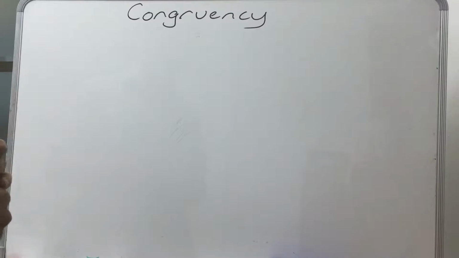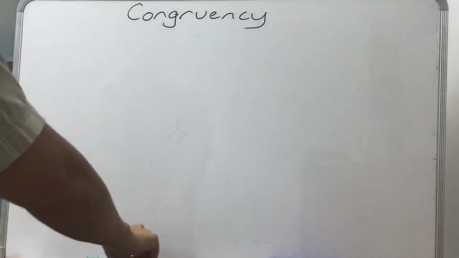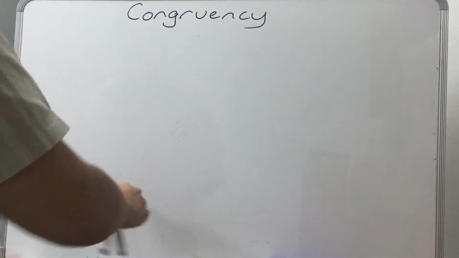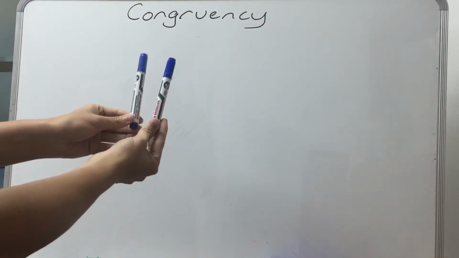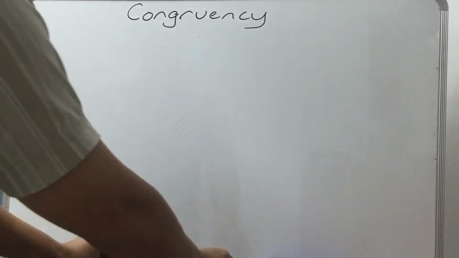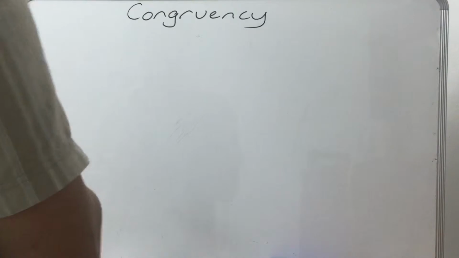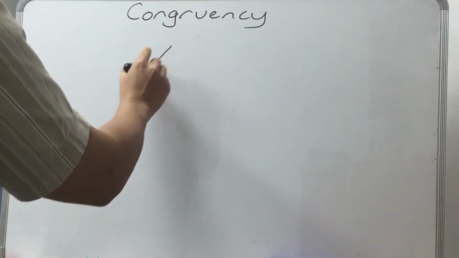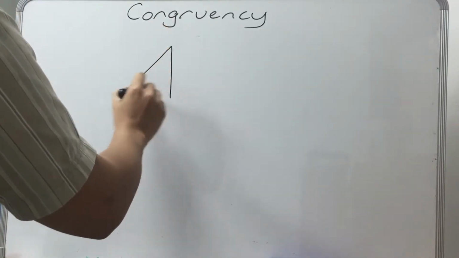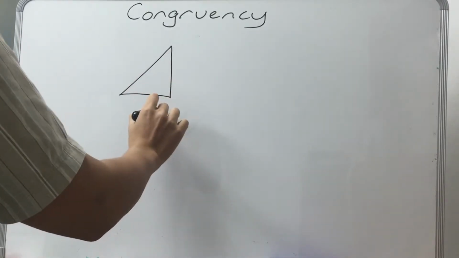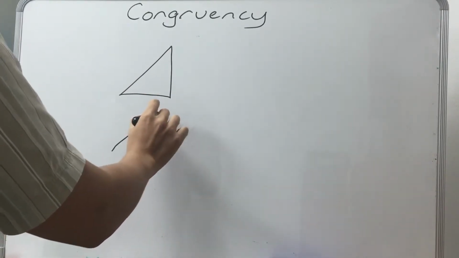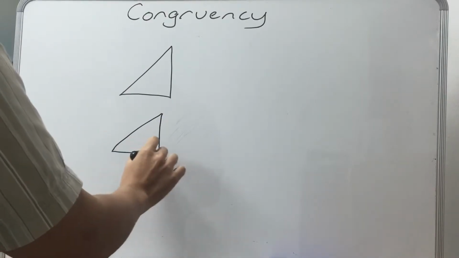Today we are going to learn about congruent triangles. So what is the meaning of congruent? Congruent means that they have the same shape and size. For example, these two blue color markers are congruent. In terms of triangles, congruent triangles have exactly the same angles and their sides are exactly the same length.